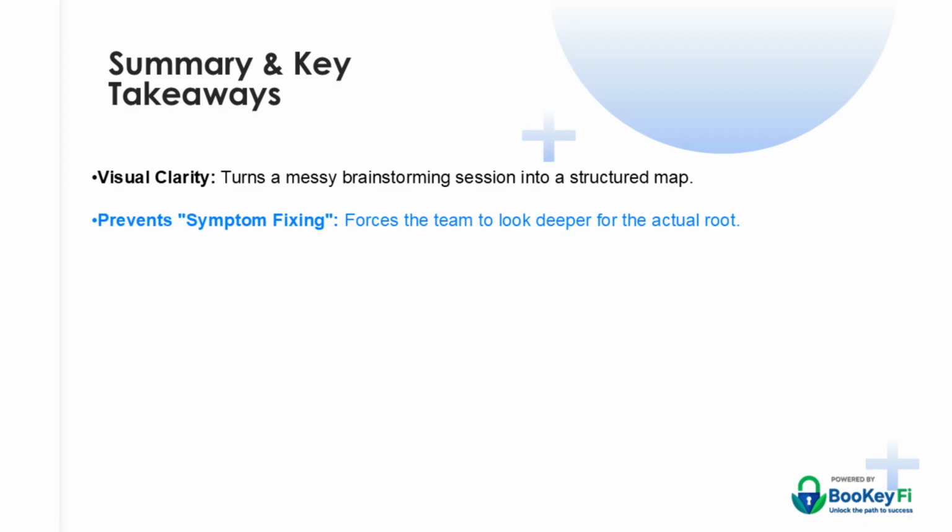Visual clarity. The fishbone diagram is a powerful tool for clarity. It takes a messy brainstorming session and turns it into a structured map. By seeing all ideas on one page, the team can finally stop guessing and start seeing the real logic behind the problem. Prevents symptom fixing. This tool prevents the common mistake of only fixing symptoms. It forces the team to dig past the surface to find the actual root cause. This ensures that once a problem is solved, it stays solved, saving the company time and money in the future.